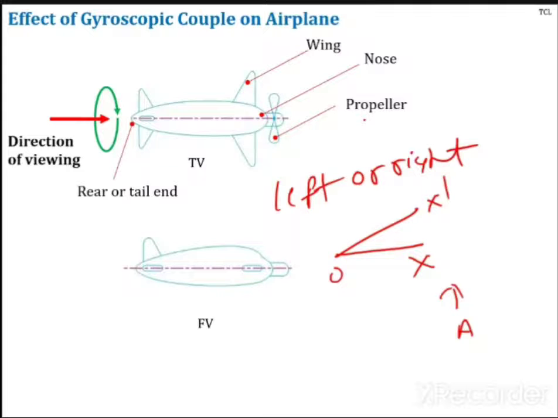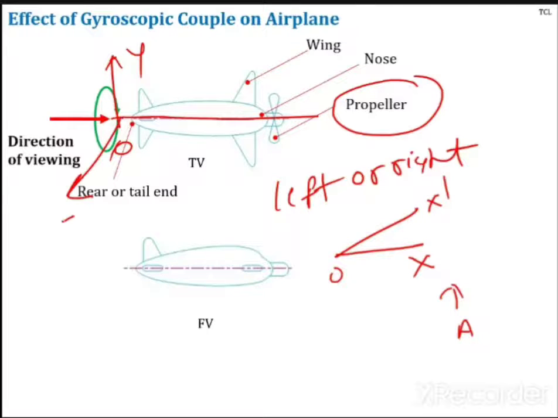And because of this applied torque, the axis of spin, म्हणजे काय? The axis about which the propeller is rotating, this axis will get precessed about this axis OY. And because of this, on the third axis, that is OZ, there will be a reactive gyroscopic couple. And what is the effect of that reactive gyroscopic couple on the plane which is taking a left or right turn? That you have to understand.